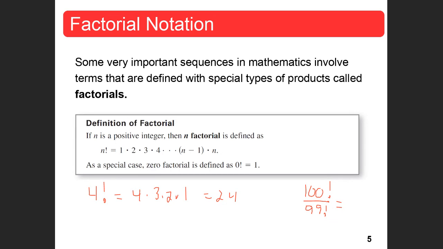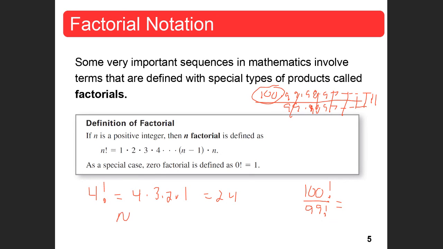100. That's exactly right, because 100 factorial would be 100 times 99 times 98 times 97 ... And then 99 factorial would be 99 times 98 times 97 ... So all of these would just cross off all the way down to 0, and you'd just be left with 100.